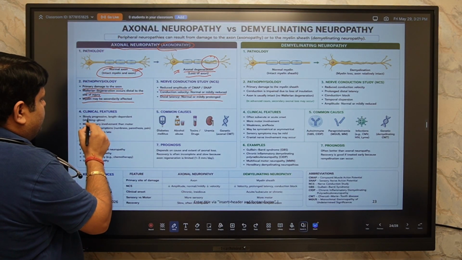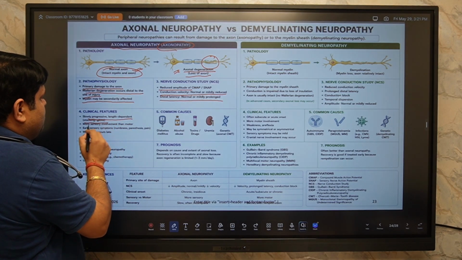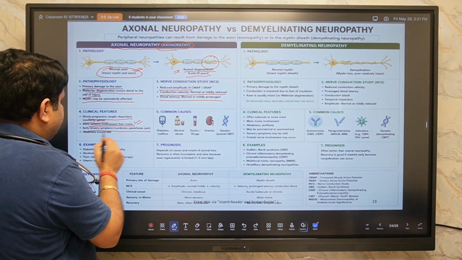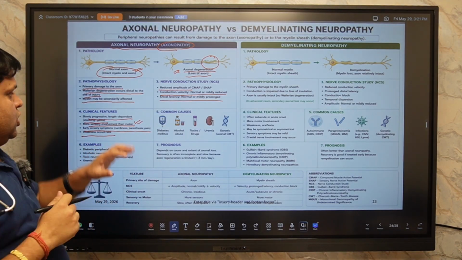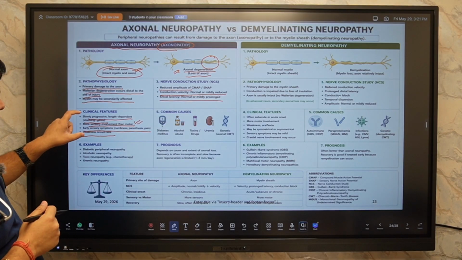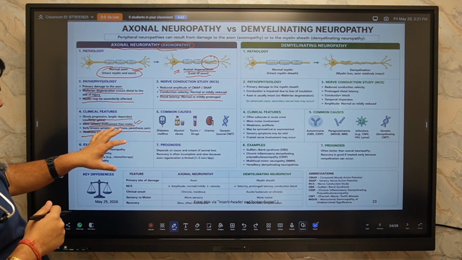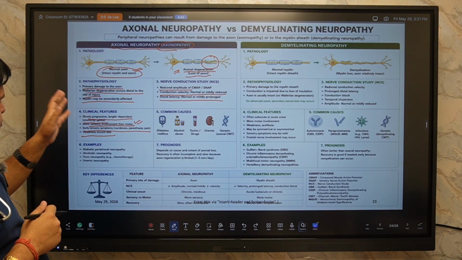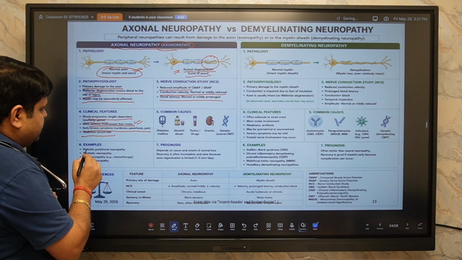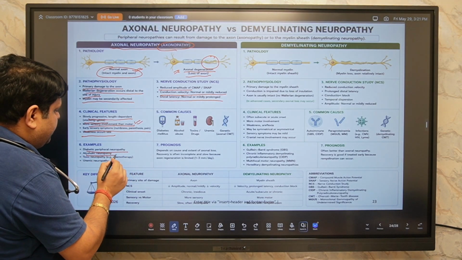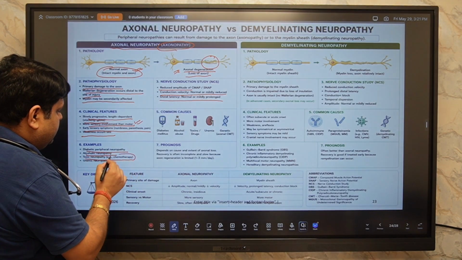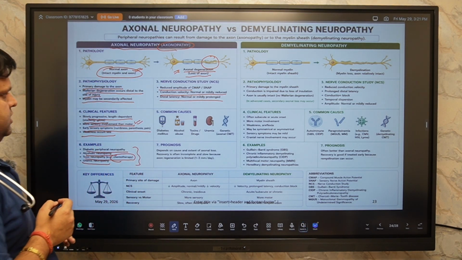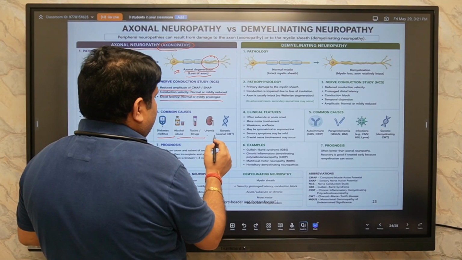Clinical features are slowly progressive, length dependent phenomena as I discussed, with more sensory involvement than motor in case of axonal neuropathy. Early sensory symptoms like numbness, paresthesia, pain; weakness is usually late. Sensory symptoms predominate, slowly progressive, length dependent, glove and stocking type of phenomena. Classical examples are diabetic peripheral neuropathy, alcoholic neuropathy, toxin induced neuropathy like chemotherapy, or uremic neuropathy, all examples of the axonal type of neuropathies. So common causes: diabetes, alcohol, toxin, uremia and genetic causes.